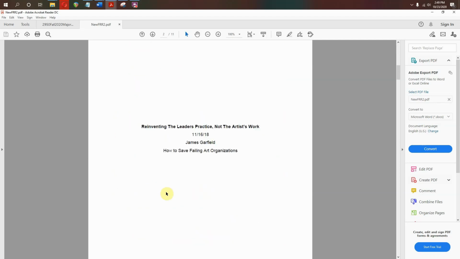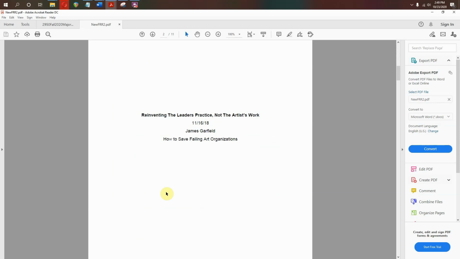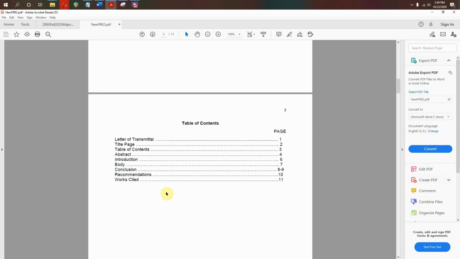The title page, it's fine. Again, the use of fonts isn't all that original or entertaining, but it is what it is.